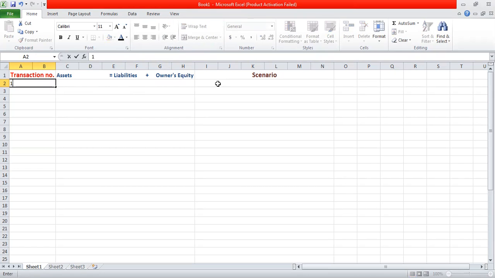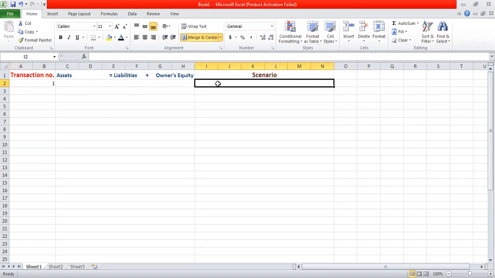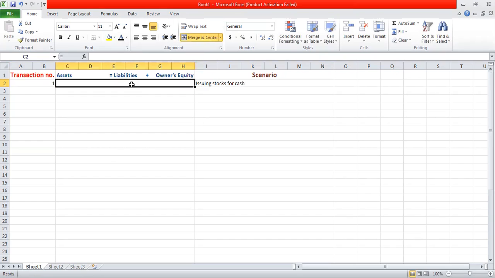Transaction number one, the scenario is issuing stocks for cash. Issuing stocks for cash means you are giving some of the stocks of your company to someone, and in return you are receiving cash. Cash is an asset, so there is an increase in the assets.